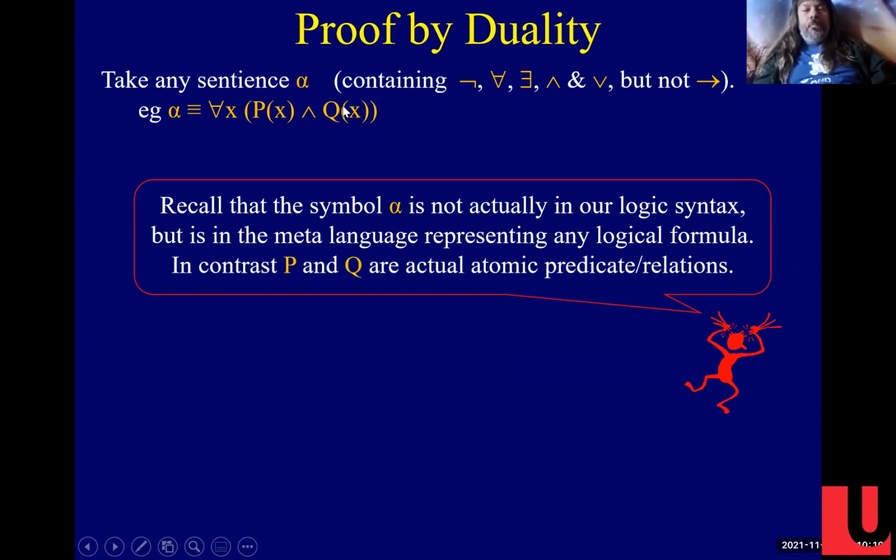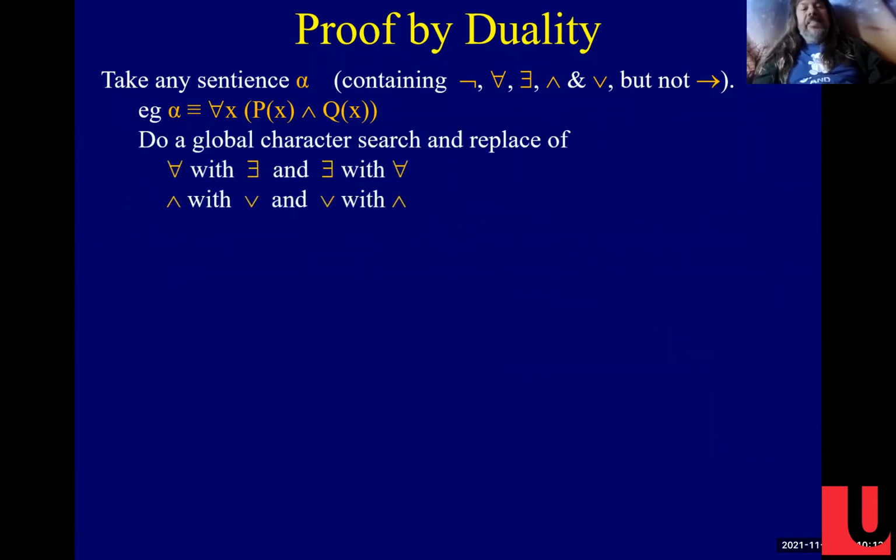And then George wants us to do everything syntactically. Syntactically means we just treat it as a string of symbols, right? So put this string of symbols into your text editor and do global searches and replaces. All right, we're going to globally swap. Whenever you see a for all, you put exists. Whenever you see exists, you put a for all. You just swap them. Whenever you see an and, you put an or. Wherever you see an or, you put an and, right? You swap them.